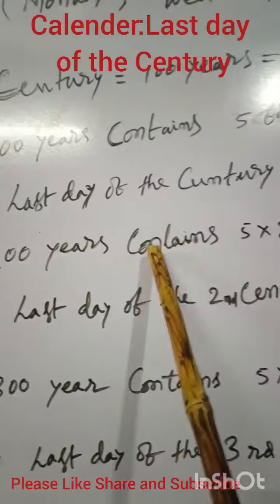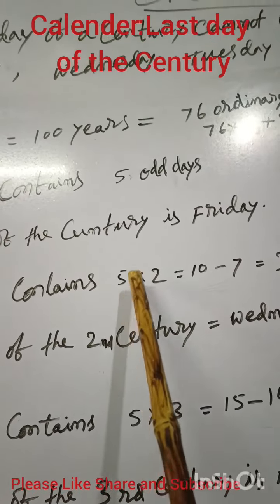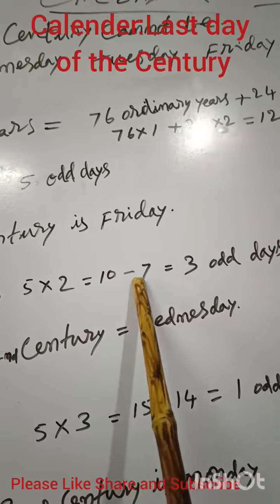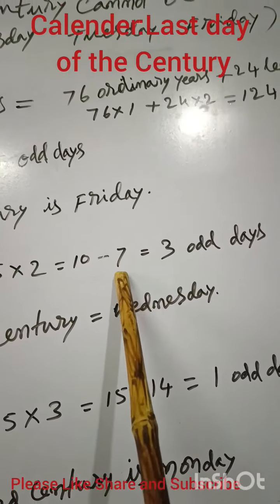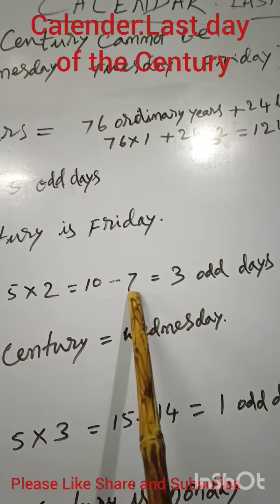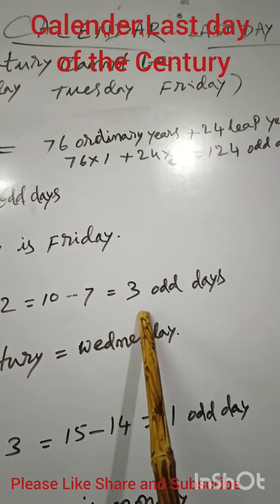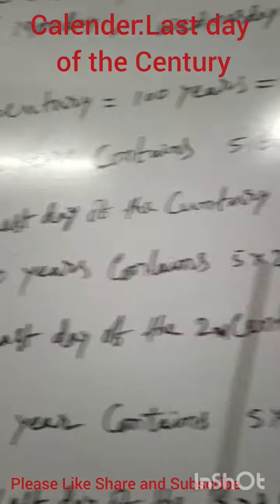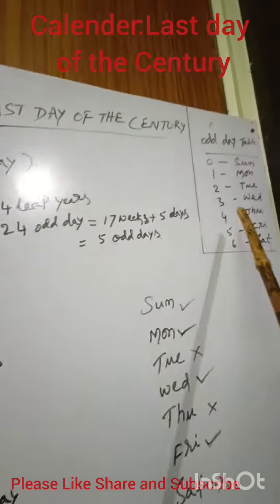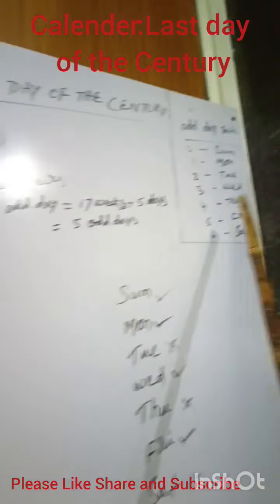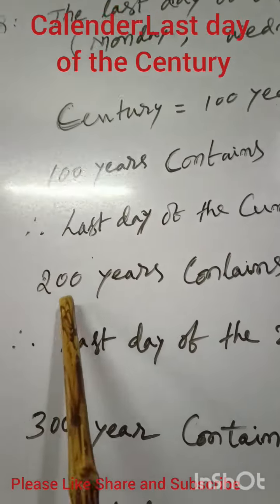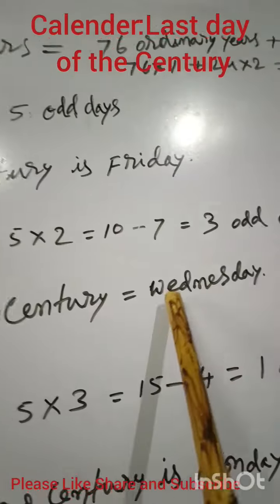Then 200 years contain 5 into 2, 10 odd days. 10 minus 7, once more you have to revise, it repeats Sunday to Saturday, so you deduct from that. Then it becomes 3 odd days. Out of 200 years, 3 odd days will come, and 3 odd days means Wednesday. So the second century, the 200 years, ends with Wednesday.